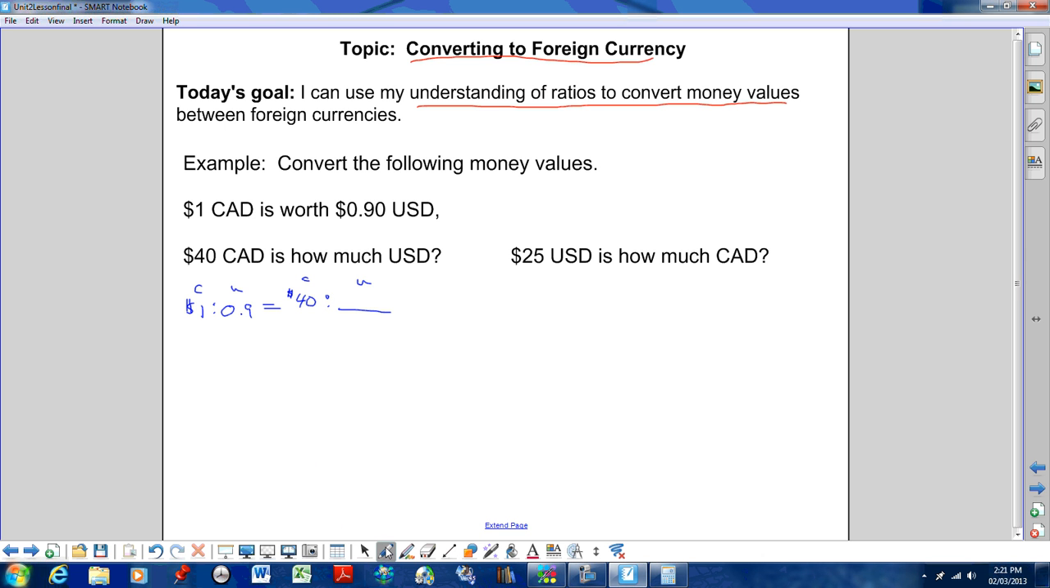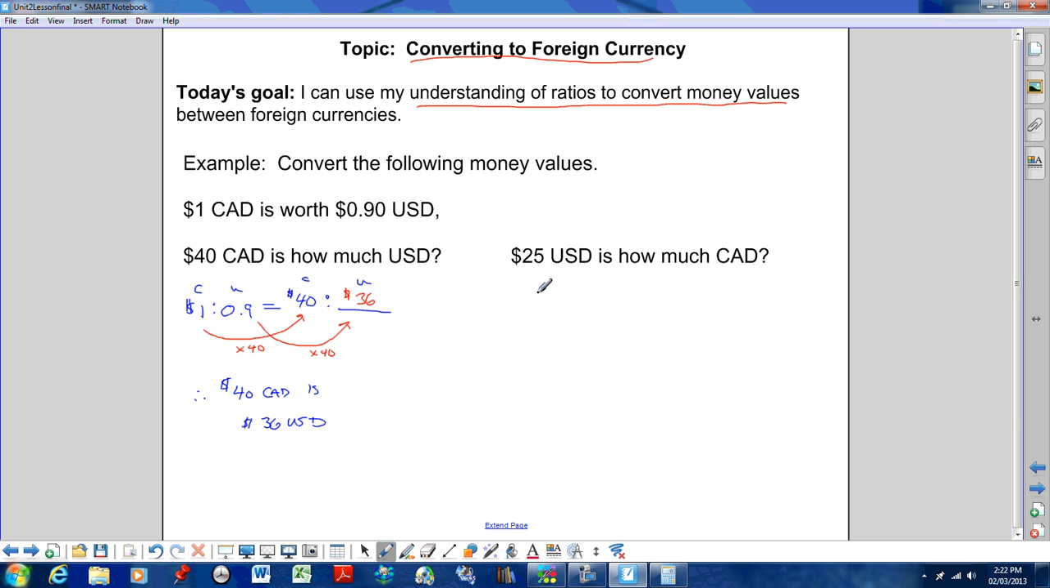So it's just a proportion, similar to what we were doing already. I know I have Canadian on both sides of the equal sign. So my question is, how did I go from $1 to 40? Well, I multiplied by 40, which means that whatever you do to the one part of the ratio, you do to the other. So I'm going to multiply 40 times 0.9, and what we find is we end up with $36. So therefore, $40 Canadian is 36 US dollars.